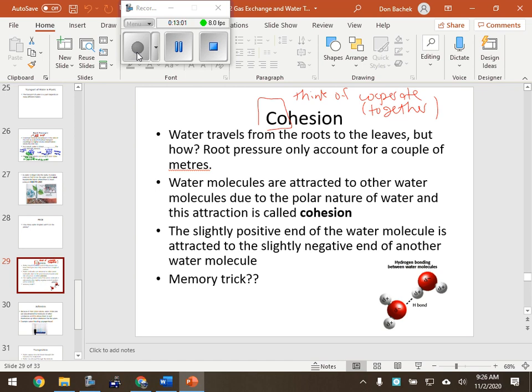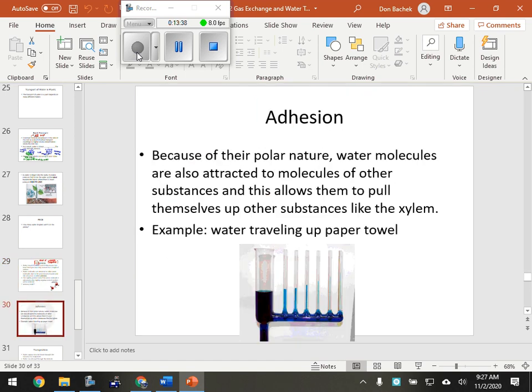Then the rest of it is water molecules are attracted to other water molecules due to the polar nature of water, and we call this cohesion. So cohesion, basically, we talked a little bit about hydrogen bonding in the past, I think. This water molecule is polar. That pulls on this water molecule, which pulls on this one, et cetera, and they help pull those water molecules up. The slightly positive end of water is attracted to the slightly negative end of another water molecule, and that helps pull on them. So that's cohesion.